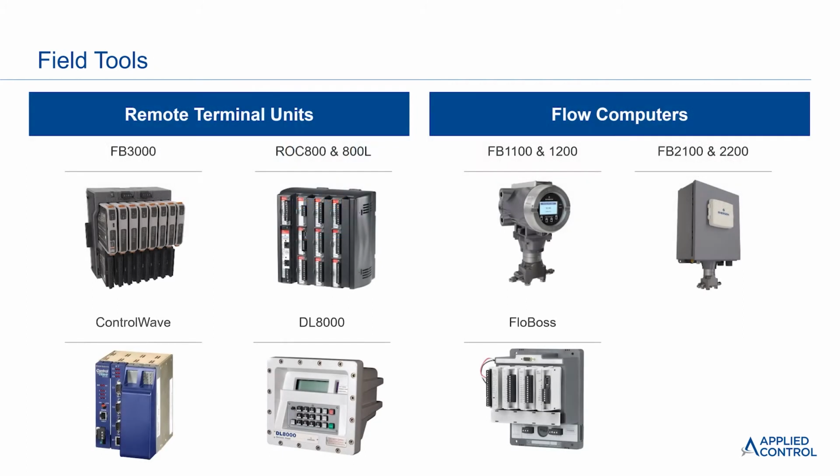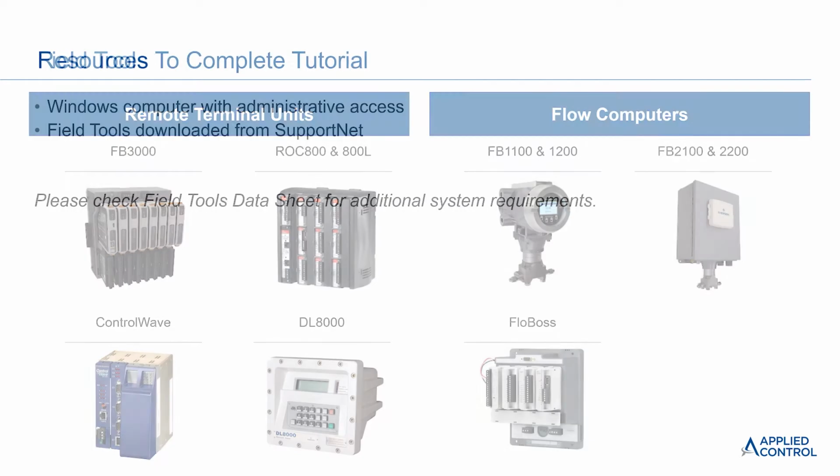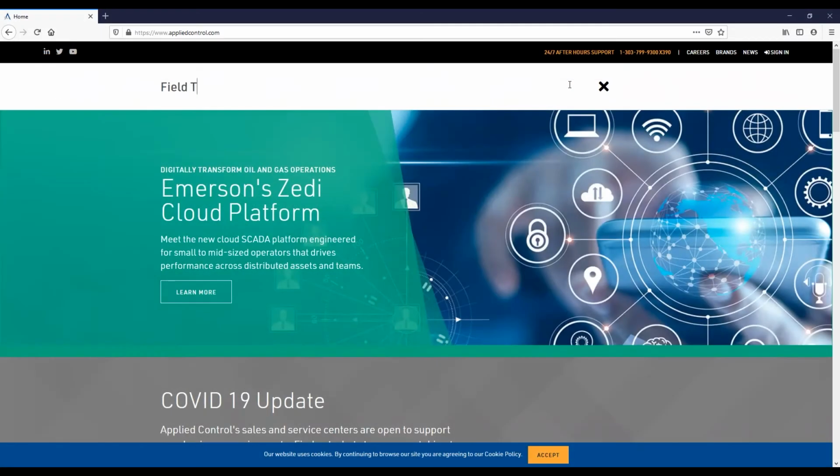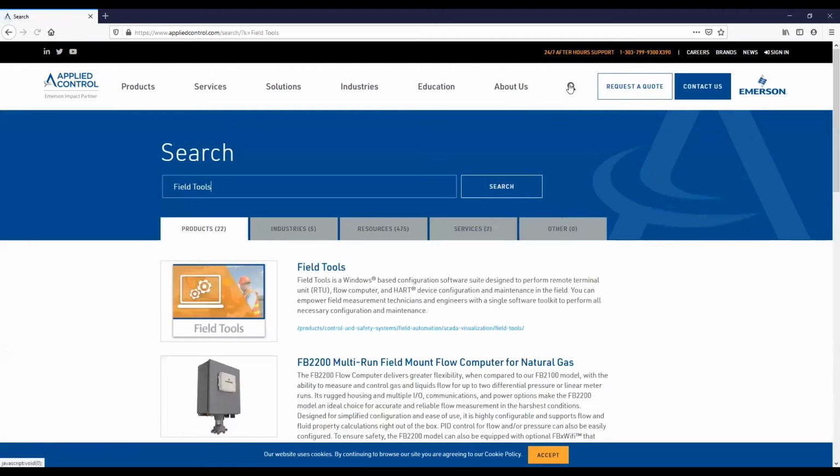Field Tools software suite is designed for field configuration and field maintenance of Emerson remote terminal units and flow computers. To complete this tutorial, you'll need Field Tools downloaded to a Windows computer. You'll also want to have administrative access to the computer to make changes. For a complete list of software specifications, please reference the Field Tools datasheet available on our website.